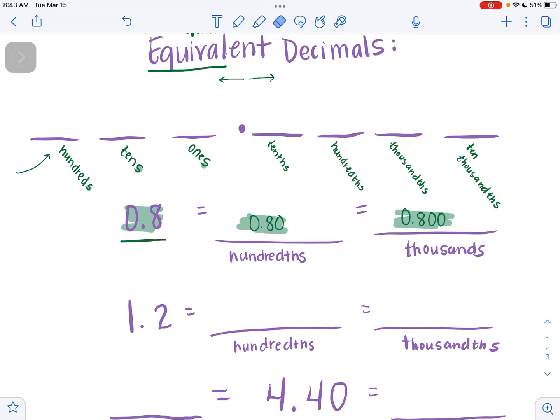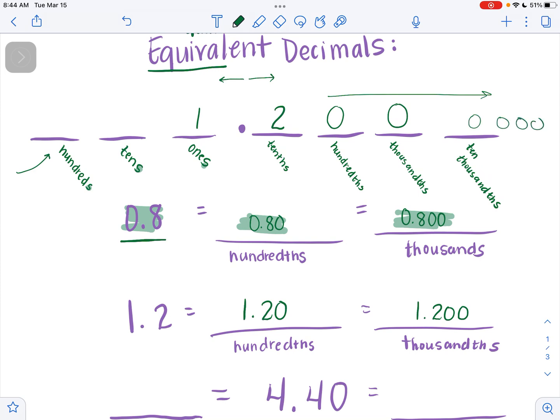Let's look at this next example that I have here. 1 and 2 tenths is equal to, I'm going to put my 1 in my whole spot, my 2 tenths. Now I want to make an equal hundredths, so I'm going to add my 0. 1 and 20 hundredths. To move to my thousandths, I'm going to add another 0 and make it 1 and 200 thousandths. These are all the same value. I can add zeros this way as much as I want.